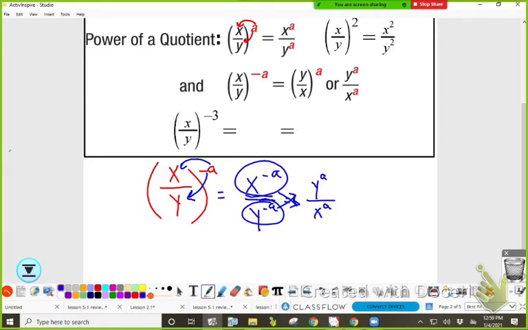The example here is x over y raised to the negative 3. Yes? It is going to be y over y to the third power and over x to the third power. That is correct. Y to the third over x to the third. If you do it the way that the book says to do it, you would flip it and then distribute the exponent.